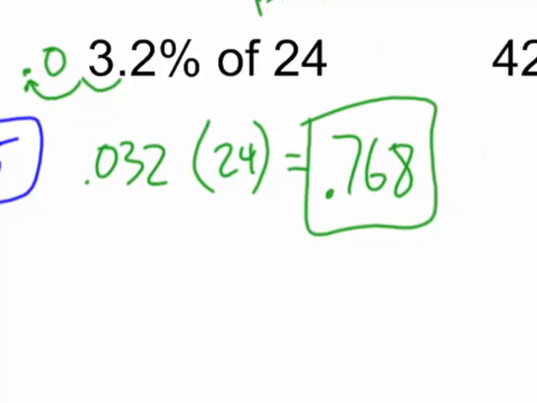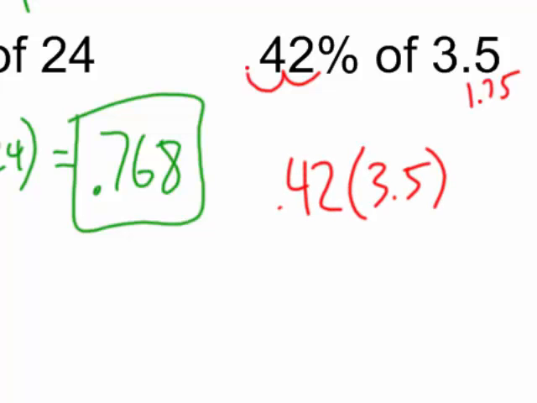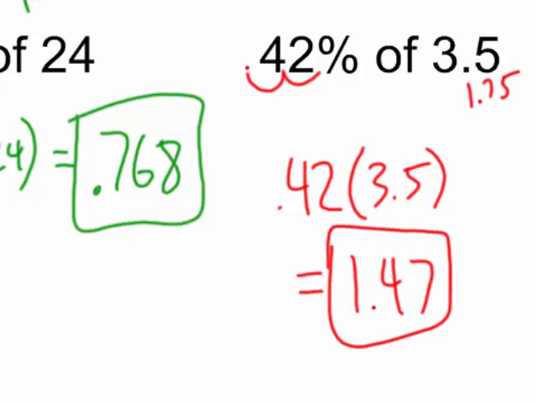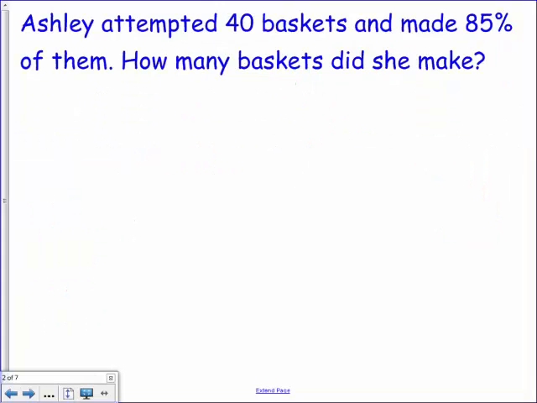And the last one, 42% of 3.5. Well, 42% is close to 50%, and 50% is like a half. So what's about half of 3.5? It's about 1.75. So we should be just a little bit less than 1.75 when I calculate this. So 42% as a decimal would be 0.42, and times 3.5, yeah, that gives us 1.47. So that seems reasonable. That's good. All right, so just knowing how to find the percent of a number is very, very important when we work with our story problems here.